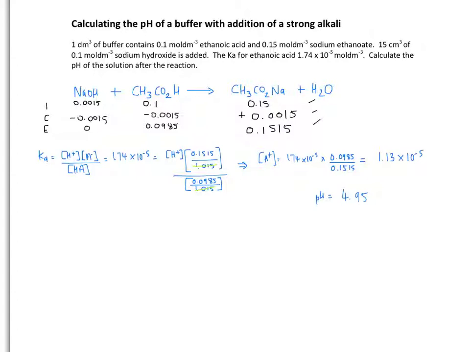Then we're going to work out pH of the buffer solution after the reaction, so we use the Ka expression again. We put the numbers into the equation. There's the salt moles, there's the acid moles. Like the previous example, cross out the volumes, they cancel. Rearrange the equation, so H plus is the subject, so it's Ka times by HA divided by A minus, gives 1.13 times 10 to the minus 5. pH equals negative log of H plus equals 4.95.